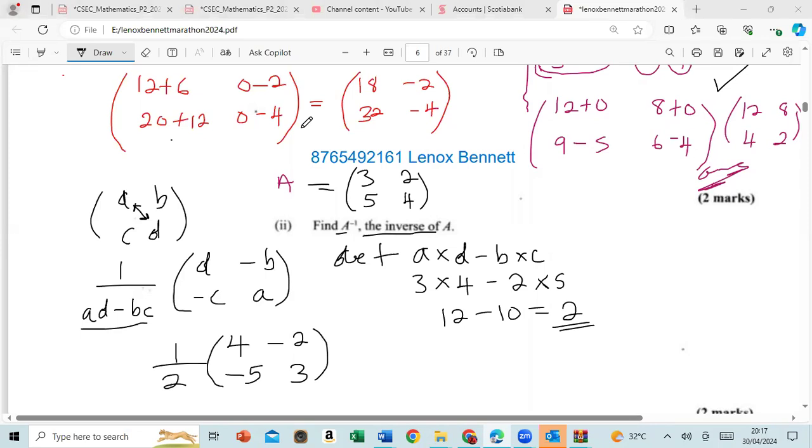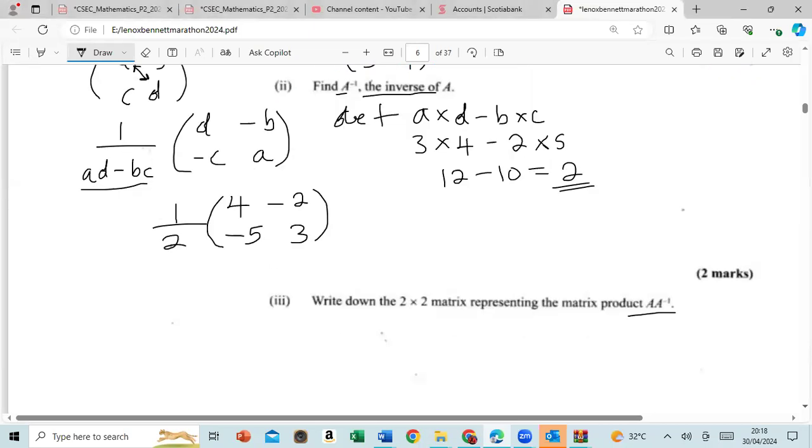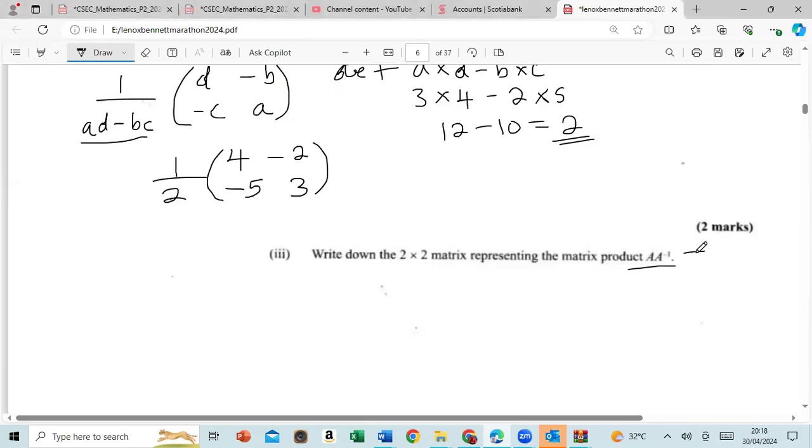Alright, the next one says now, write down the 2 by 2 matrix representing the product A times A to the negative 1. If you were on my last slide, you would have known up to this, right? It's basically the identity. I'm going to just upload a video on YouTube with this in it, so see if I can match up this one, and then you can take it from there.